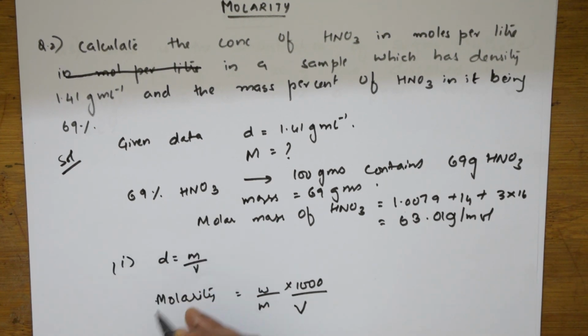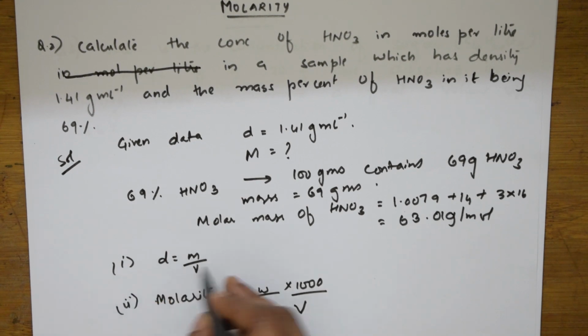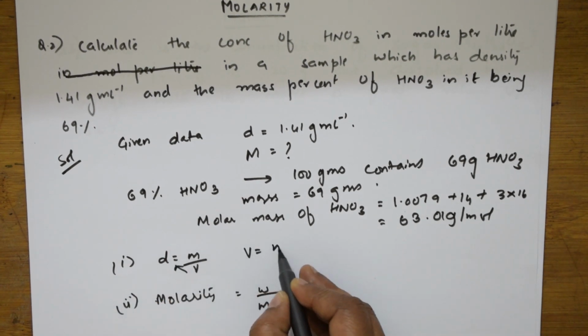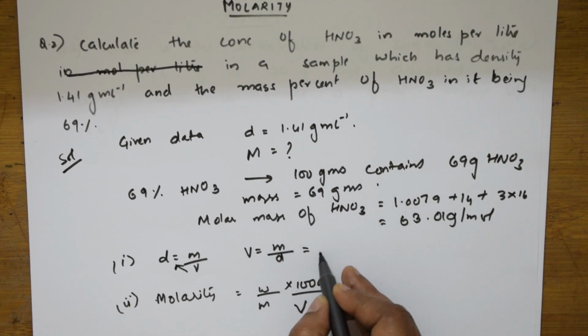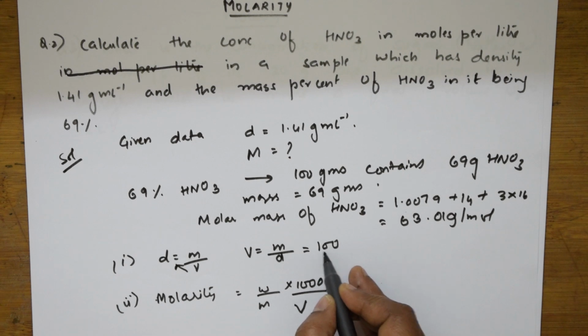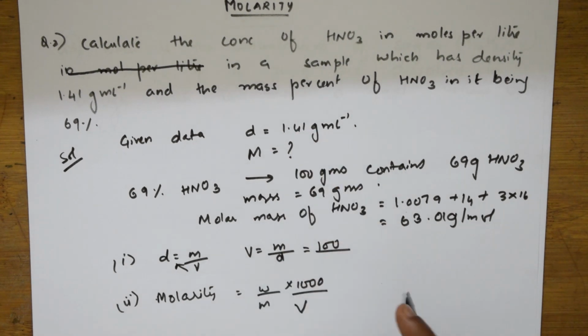Let us write this as step 1, and this as step 2. Density is equal to mass by volume. So cross multiply: volume is equal to mass by density. How much do we get? What is the mass given? 100 grams, isn't it? 100 grams divided by the density given, 1.41. We can directly leave that and calculate. Fine. So now substitute the volume.